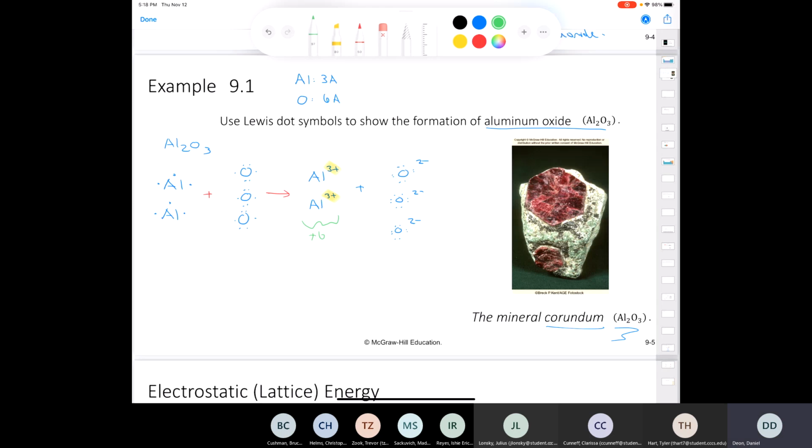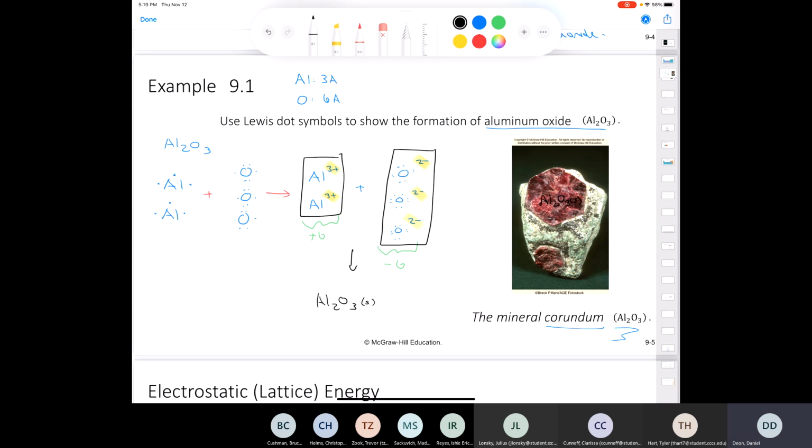positive 6 right here. What's the total charge of my oxide? -2 plus -2 plus -2. That gives me a total charge of -6. And so we've represented using Lewis dot symbols how we combine 2 aluminum cations plus 3 oxide anions to produce Al2O3. Now, again, this is going to be a solid, as you can clearly see. Al2O3 is a solid.